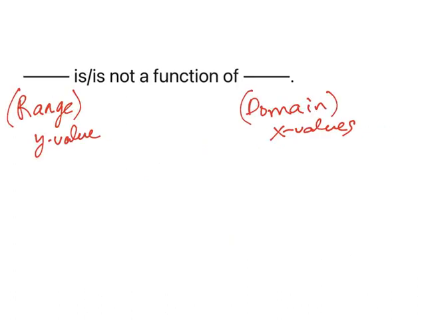So this can kind of be your helpful reminder: the range always comes first, and then you decide is or is not. You have to know that, and then you put the domain at the end.